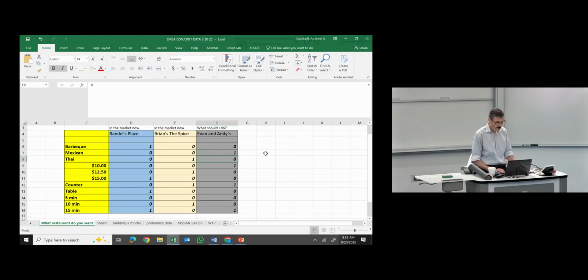Is this authentic Mexican or Tex-Mex? It's Tex-Mex. We saw those crispy tacos. And what price do you charge? Are we $10, $12.50, or $15? Let's go 10. You think we're gonna be inexpensive? Remember, I would like to be profitable. And then counter service or table service? Counter. Then are we 5, 10, or 15 minutes away? 5. So we are close and cheap. Okay, that makes sense.